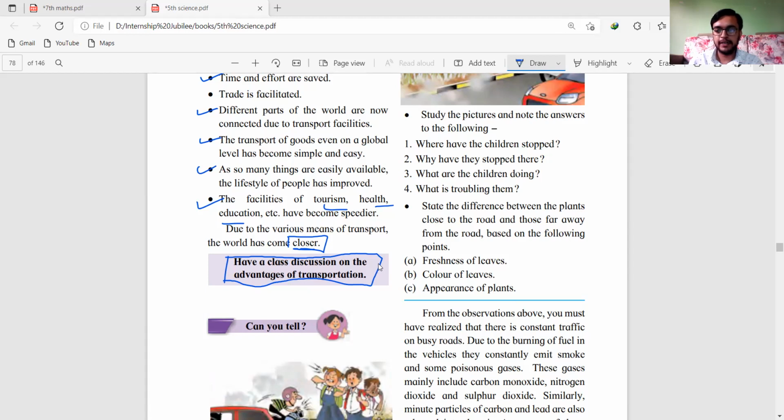Roll number 10, please tell. Yes, right. The human efforts are reduced. Right. Good.